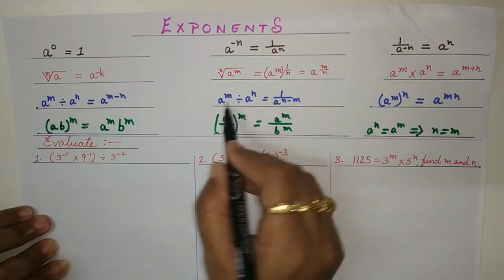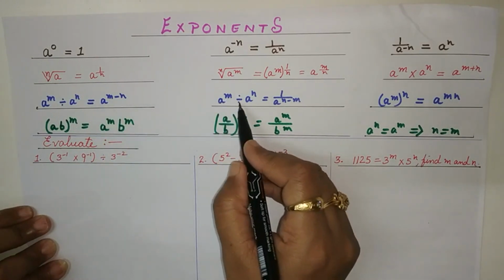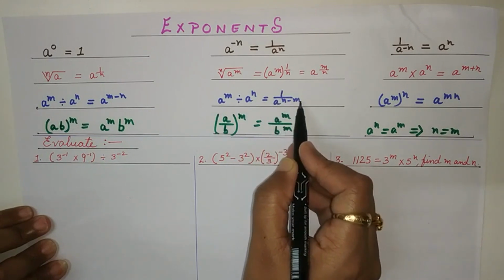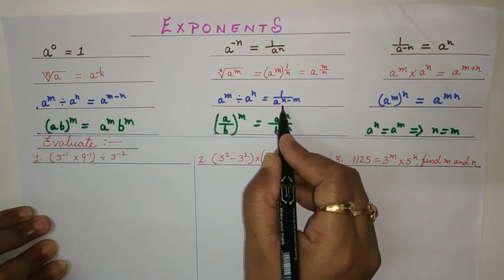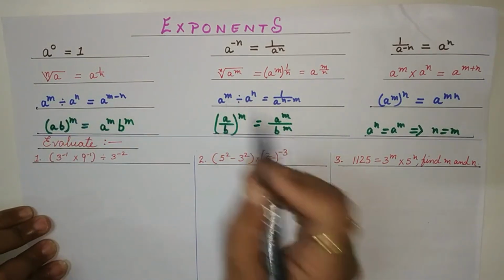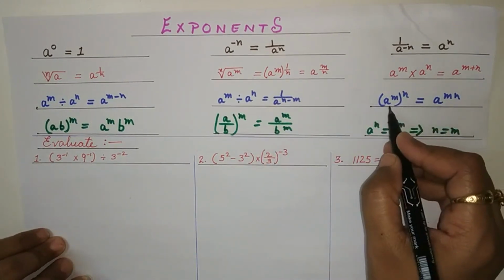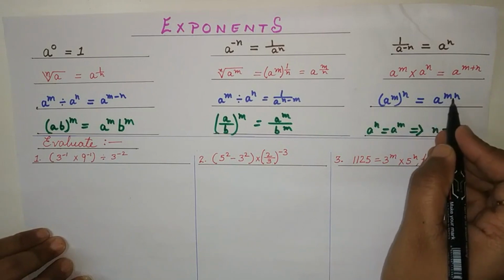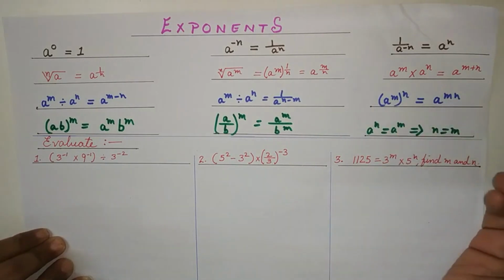Now, if you want to bring it to the denominator, a to the power m divided by a to the power n is 1 by a to the power n minus m. Here in the numerator, it was m minus n. In the denominator, it becomes n minus m. And what we did here, I have written it once again: a to the power m to the power n is equal to a to the power mn. So when something is raised to a power, the two powers are multiplied.